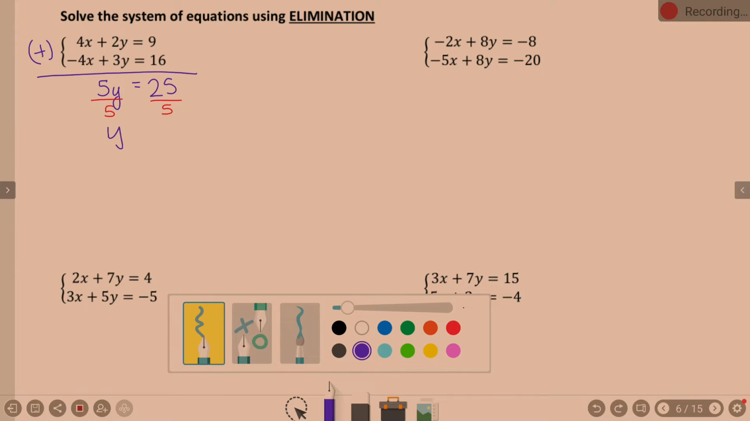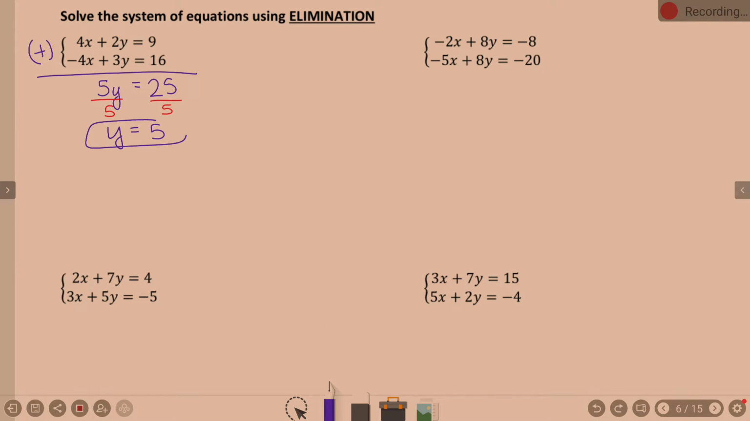We're going to get y equals 5. Am I done? I see lots of head shaking. Why am I not done? I don't have an x, right? I need an ordered pair. I have half my ordered pair. I need the whole ordered pair. So if I stop right now, what I know is that my answer is something comma 5. How do I find that something?